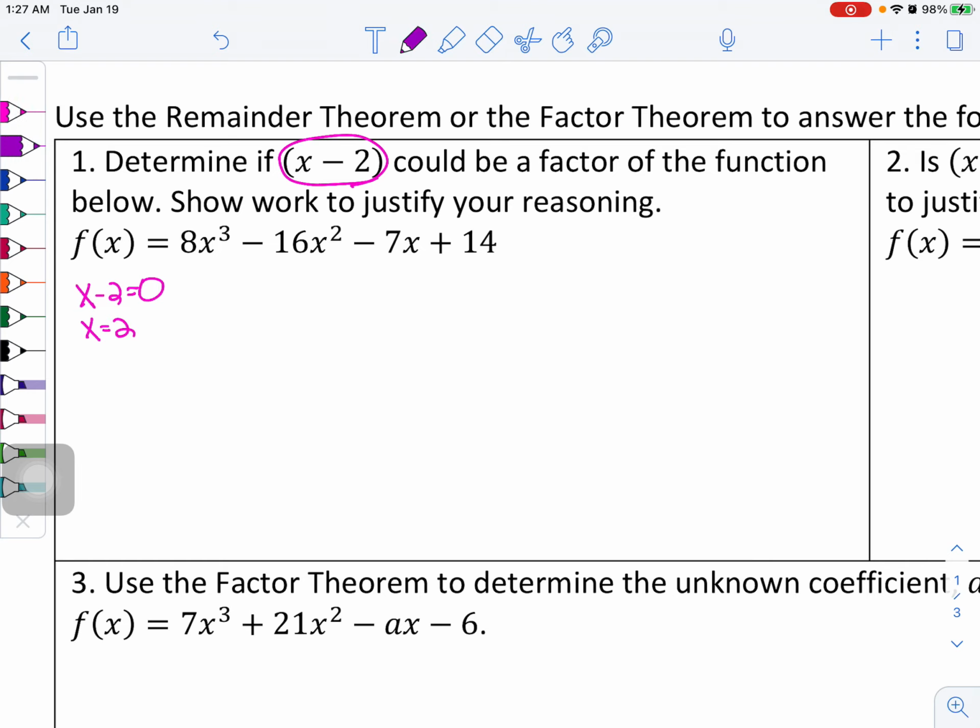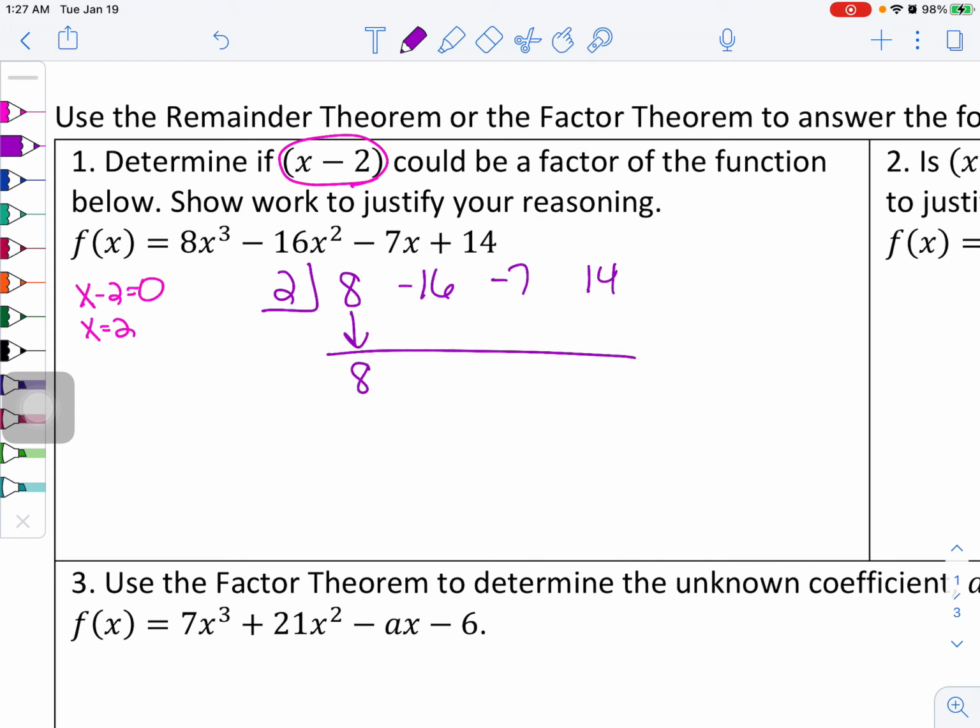I'm going to set up a synthetic division problem using that positive 2 and then the coefficients of f of x. So I'm going to pull 8, negative 16, negative 7, and 14. Little workspace here. First number drops straight down. So there's 8. 2 times 8 is 16. Add them up vertically. That's going to be 0. 2 times 0 is 0. Add it up vertically. Negative 7. 2 times negative 7 is negative 14. And if I add those up, that's 0.